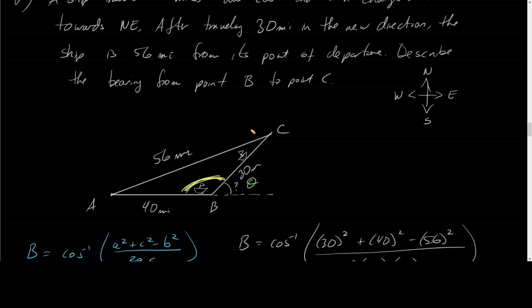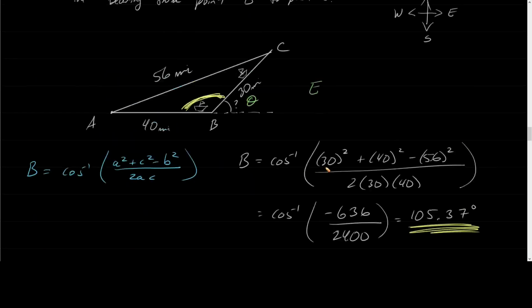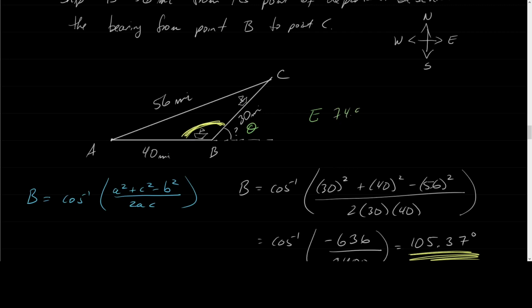So now let's go ahead and answer the question, because it said describe the bearing from point B to point C. When they say that, they're really saying it was heading in some direction. What happened after it was heading in that direction? So we were heading east, and then we changed by 74.93 degrees towards the north. When we're talking about bearings, we're saying what direction were we at, what angle did we change by, and towards what direction.